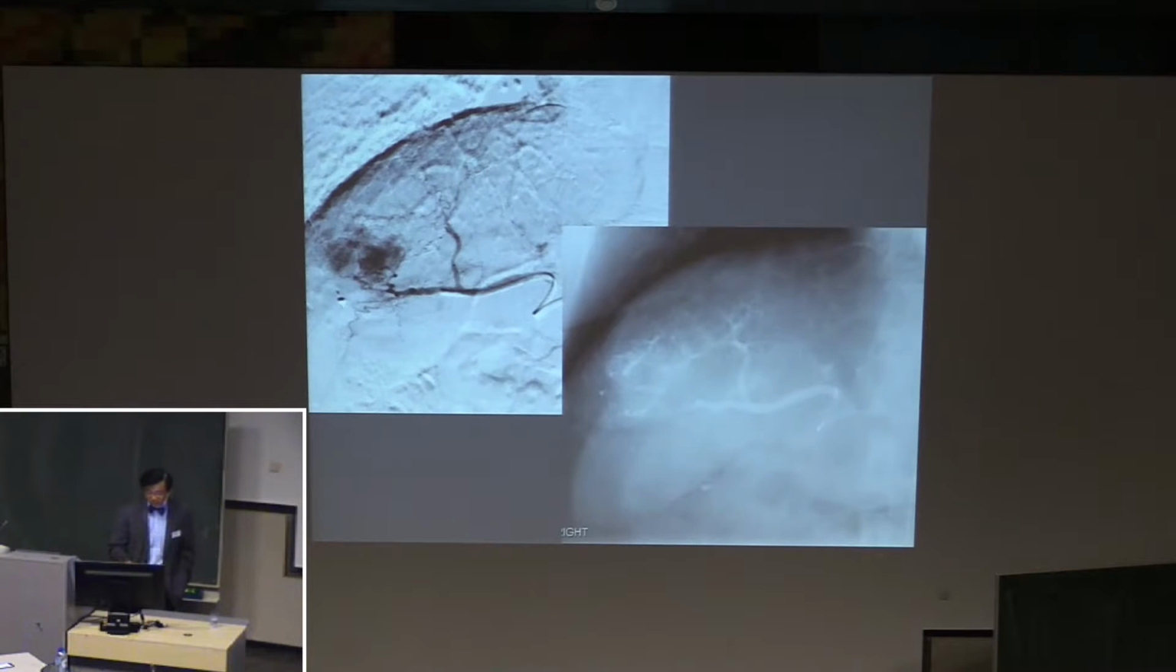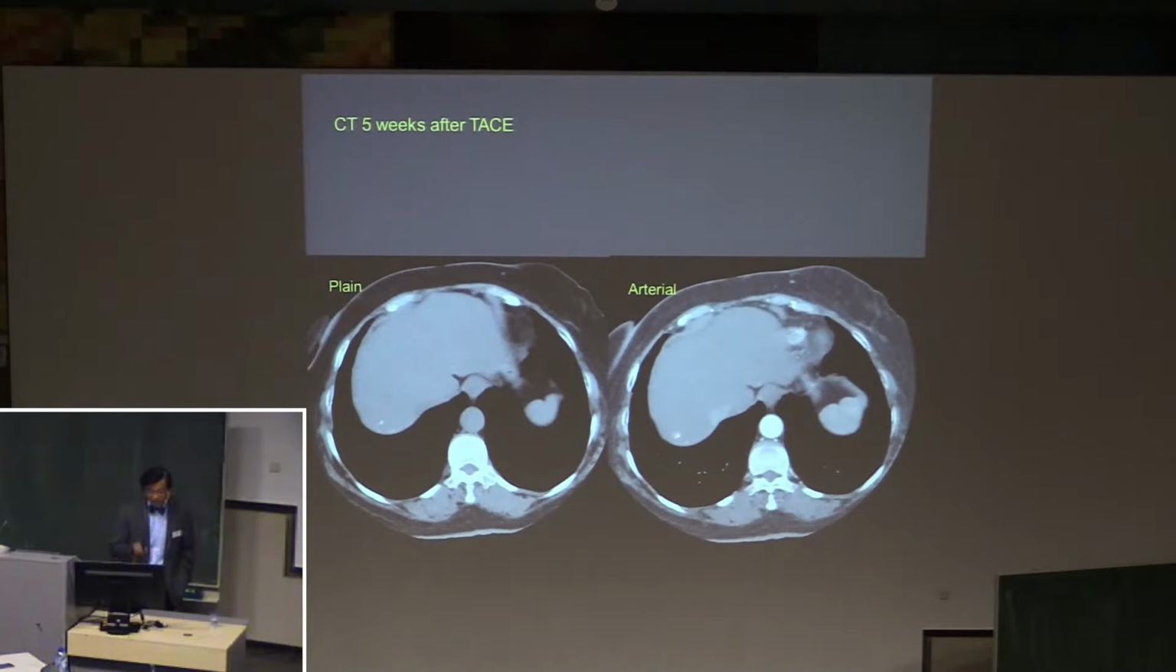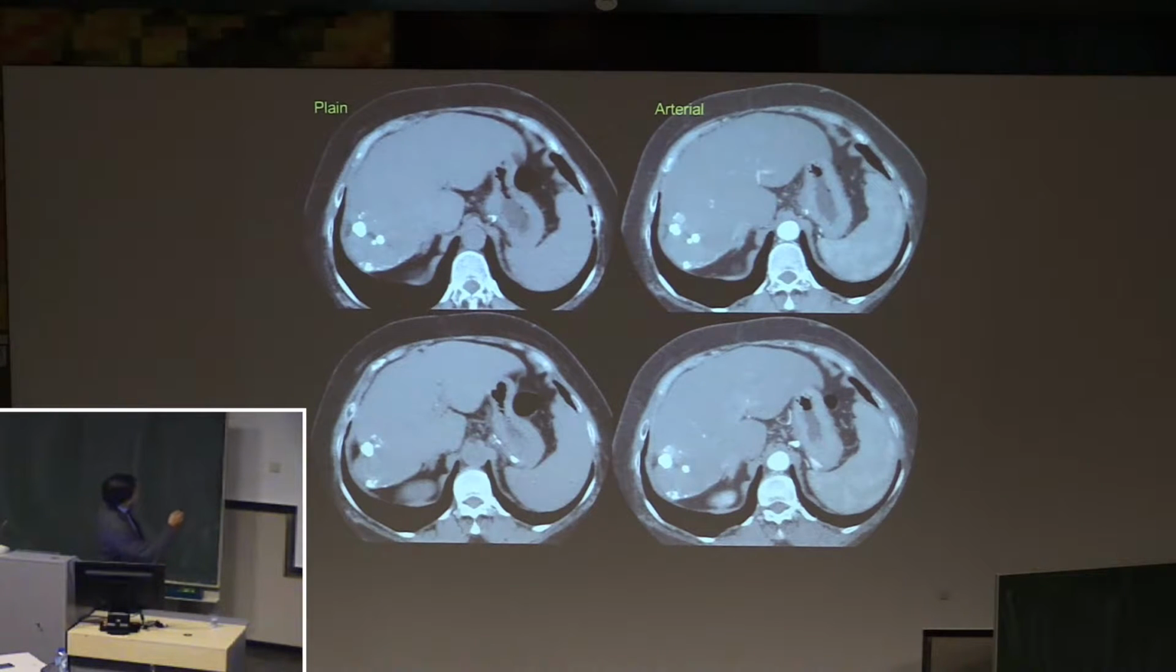This is post-chemoembolization. Unfortunately, 5 weeks after the procedure, when we performed the diagnostic CT, you can see that there is evidence of some recurrence. This is showing the lipiodol uptake, but there is a tumor that we did not manage to treat, and there's washout and enhancement there.